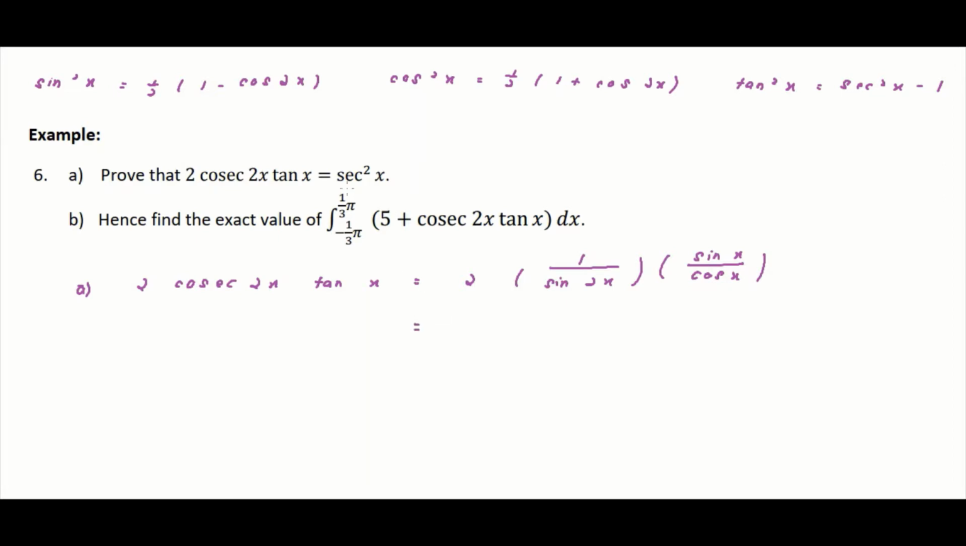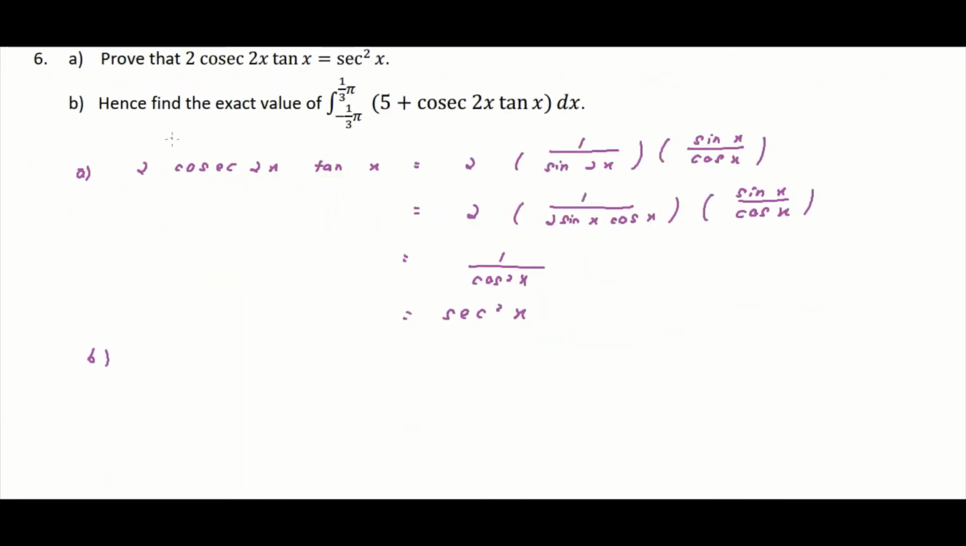Since the part that we need to prove does not contain any 2x, that's why we expand the sine 2x into 2 sine x cos x. Then sine x over cos x. Now we can try to simplify what we have here. 2 and 2 divide each other, so you get 1. Sine and sine as well, so you're left with 1 over cos square x, which gives you secant square x. So that's the part for A. Let's move on to B.